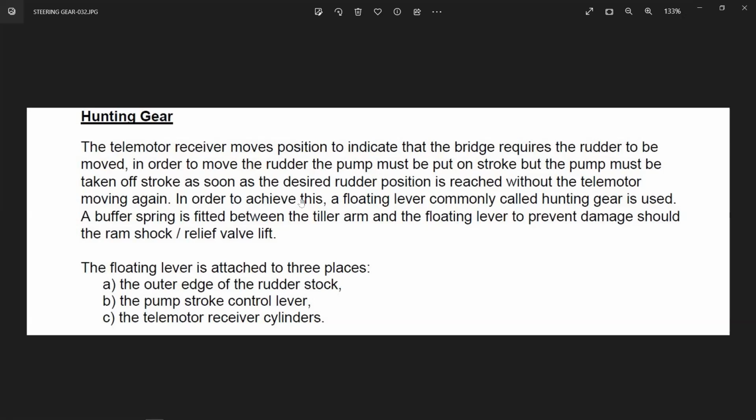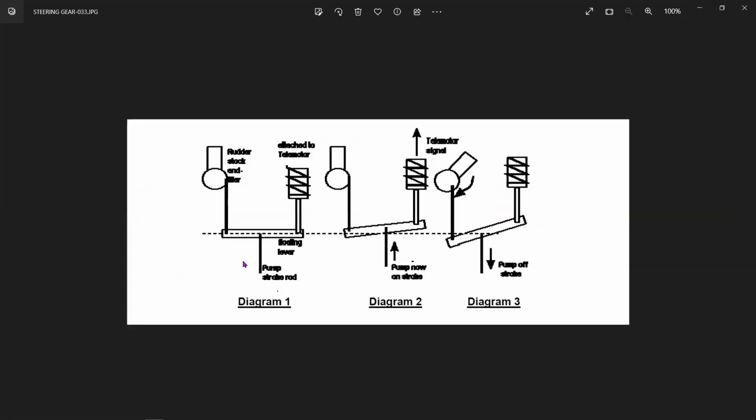Okay. Now, in order to achieve this, the floating lever, commonly called the hunting gear, is used. A buffer spring is fitted between the tiller arm and the floating lever to prevent damage to the ram shaft and the relief valve. The floating lever is attached at three places: the outer edge of the rudder stock, the pump stroke control lever, and the telemotor receiving cylinder. Now, this is the entire thing.